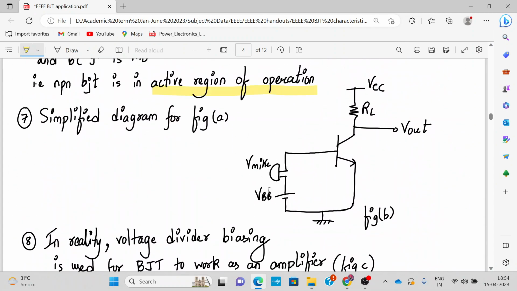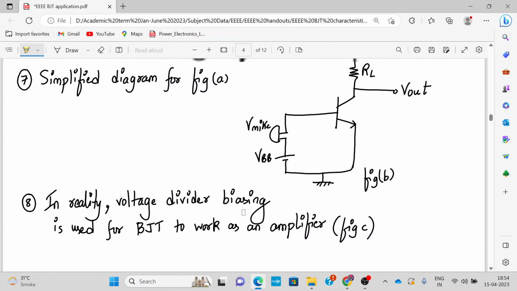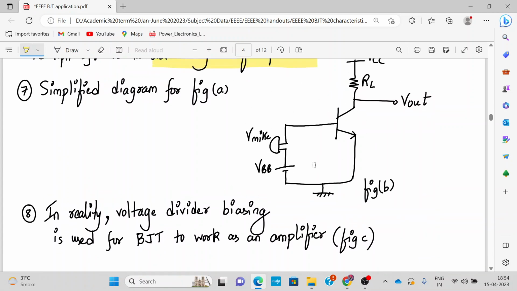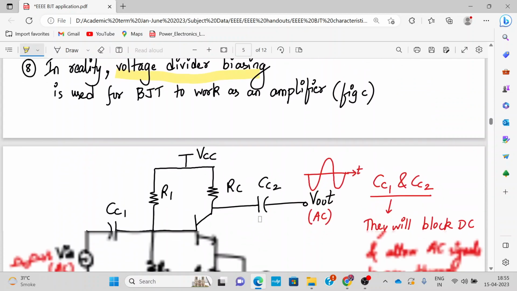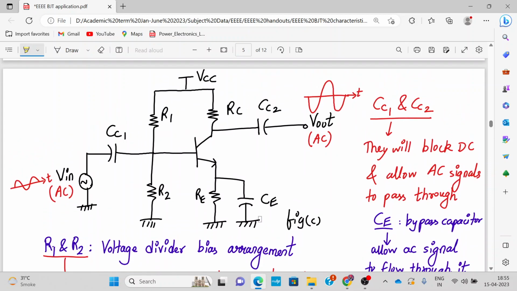So we have a microphone signal superimposed with the biasing condition, and we have output taken from the collector and a load RL connected over there. In reality, this is not how the amplifier is made. We actually use a voltage divider biasing for BJT used as an amplifier. So here is my voltage divider biasing.